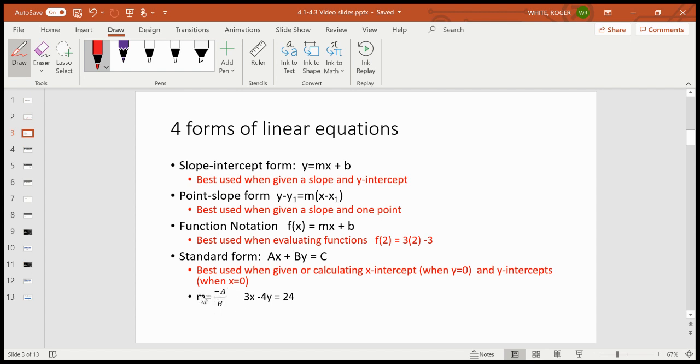You can also learn this little shortcut that the slope is the opposite of a divided by b. So in this case, the a value is in front of x. So if I take the opposite of 3 divided by the b value, which is -4, we get a slope of 3 over 4. So if you learn that little shortcut, that's an easy way to figure out the slope in standard form.